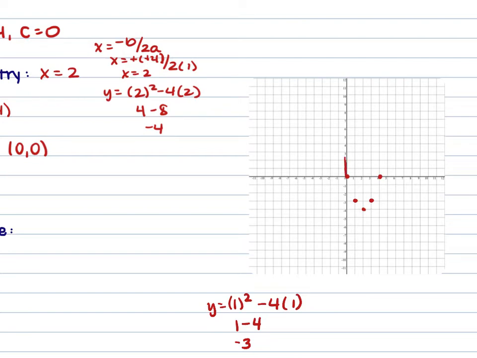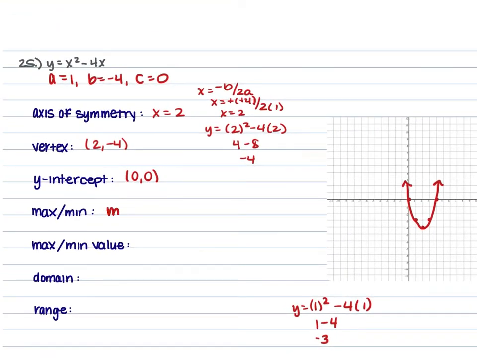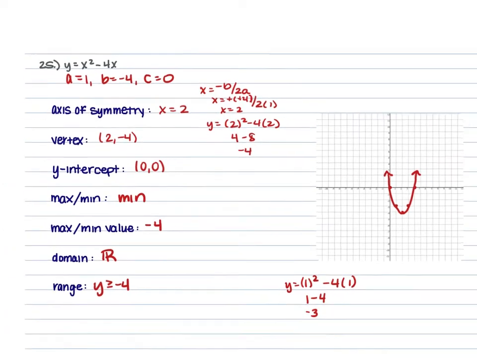So my parabola is going to look like this. I have a minimum value here at the negative 4. My domain is all real numbers, and my range is y is greater than or equal to negative 4.